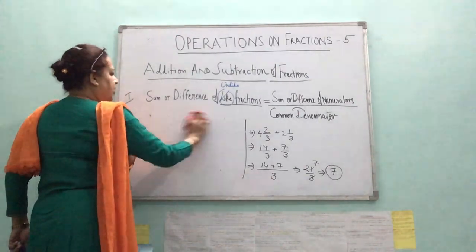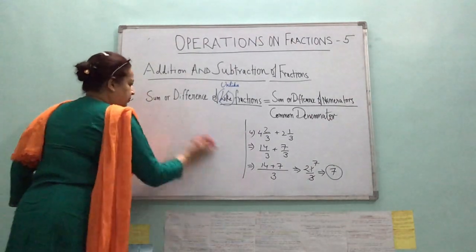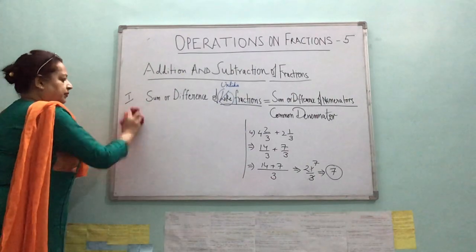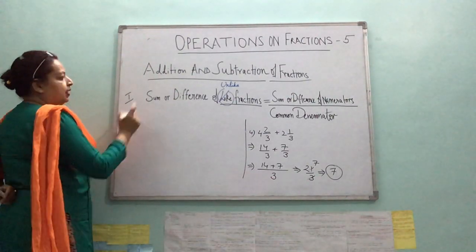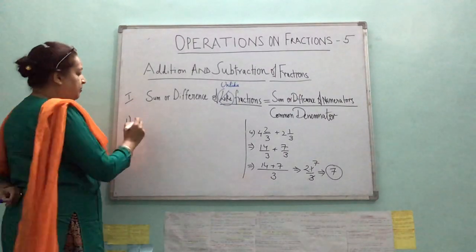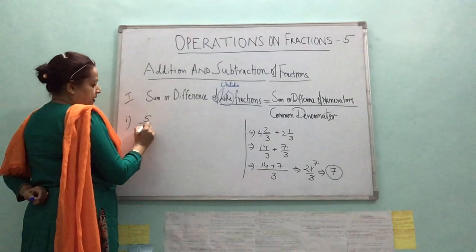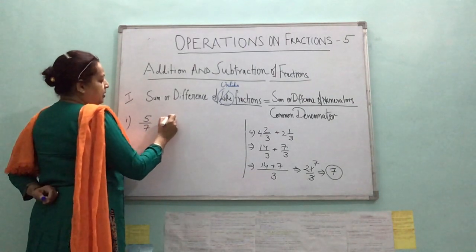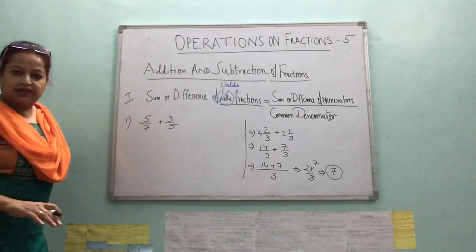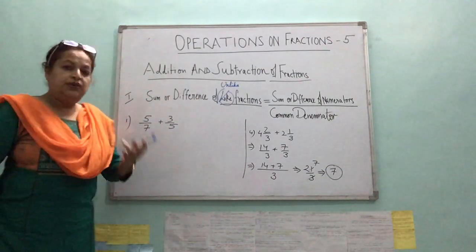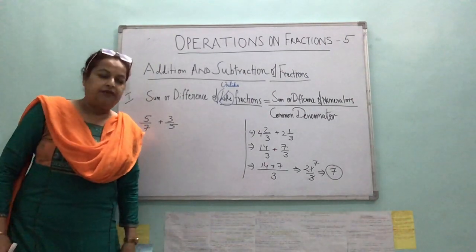Alright. So I'll take a very simple example. Unlike fractions will not have the same denominators. Say 5 by 7 plus 3 by 5. Unlike fractions. Now there are two ways of doing it. In both the working we do the same thing. We have to convert to like fractions only.